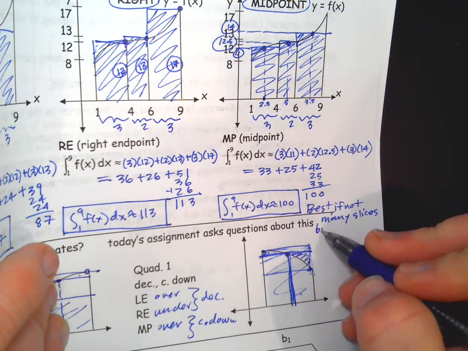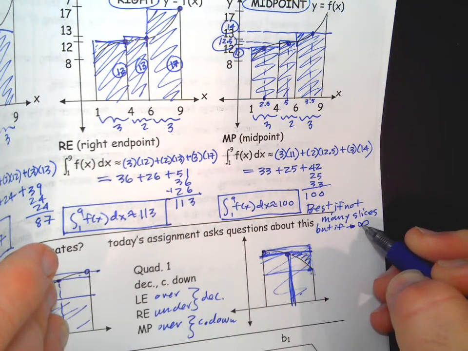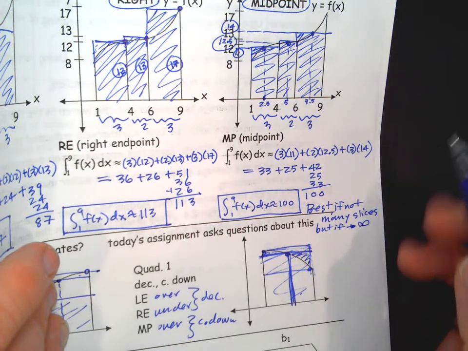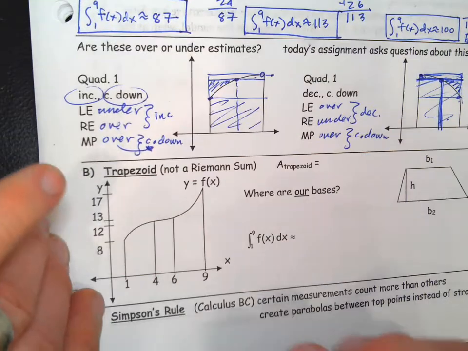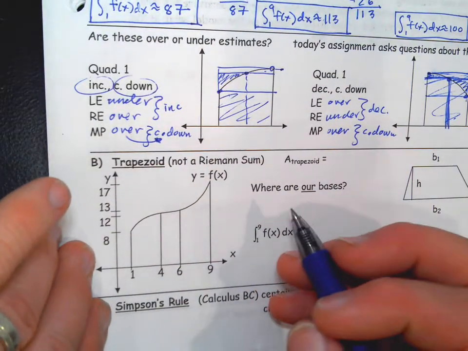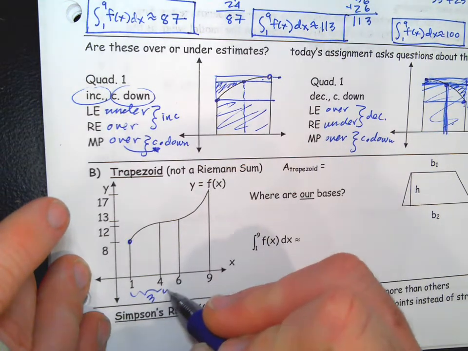But if we go to infinite slices, they're all going to approach the same answer. And that's where calculus comes in. We take it to infinite slices, infinitely thin. Now, trapezoids, we're doing the same graph as we did up there, okay?